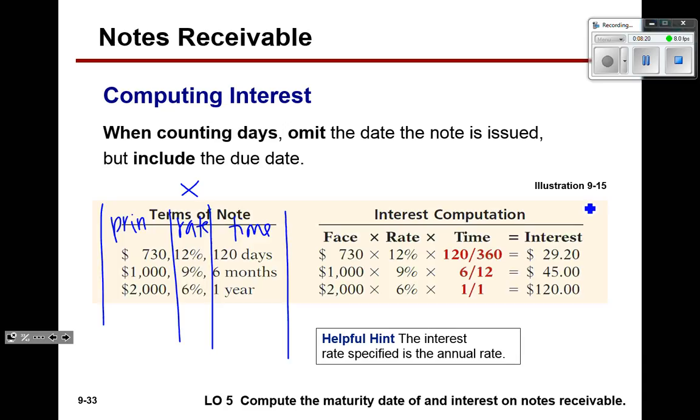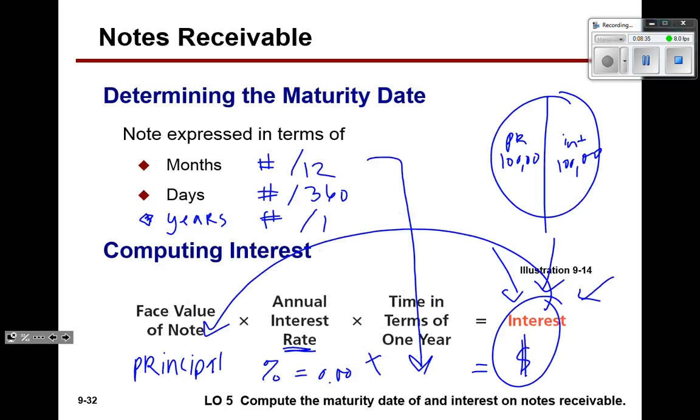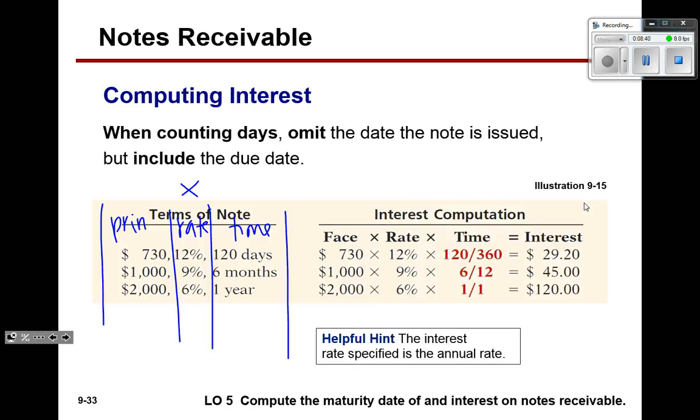So if we put it over here to figure out how much money we're going to pay to borrow $730 at a 12% interest rate for 120 days, remember going back to what I just showed you: anytime it's months, it's divisible by 12. Anytime it's days, it's divisible by 360. Anytime it's years, it's divisible by 1. So I'd take 730 times 12%, which we know we've got to move the decimal, times 120 over 360. To borrow $730 at a 12% interest rate for 120 days is going to cost you $29.20.